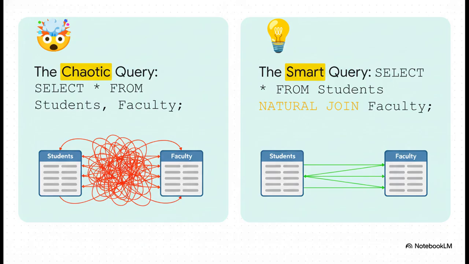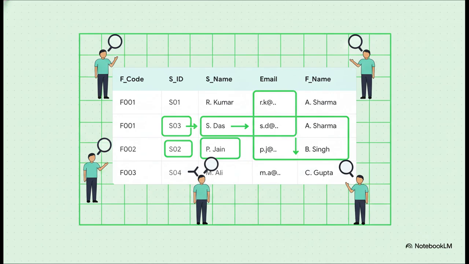Well, instead of just listing the tables, we connect them with a natural join command. This is a direct instruction to the database. We're basically saying, hey, find the column that these 2 tables have in common, in this case it's F code, and use that to match the rows up correctly. And there you go. That brilliantly illustrates the difference. Just look at that. A perfect 4-row table where each student is correctly lined up with their professor.